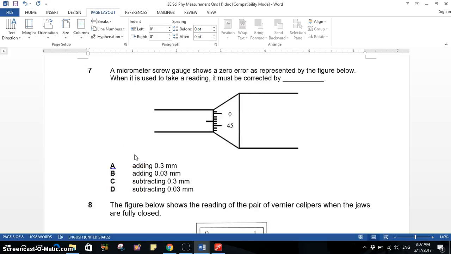Next up, we are still on micrometer screw gauge. This time we are looking at the zero error. Can you see that this is a negative zero error? Why? This is 45, so by right this is 47. Therefore, this indicates that our zero has overshot. So it is negative 1, 2, 3. It's indicating that it's negative 3 divisions away from the zero marking. Knowing this, it means that our error is negative. 3 divisions implies that our error is negative 0.03 mm.